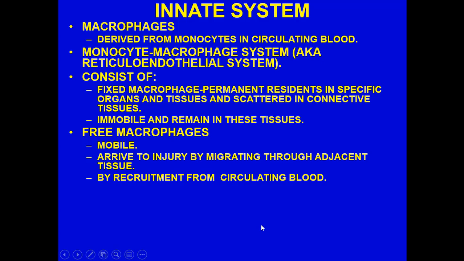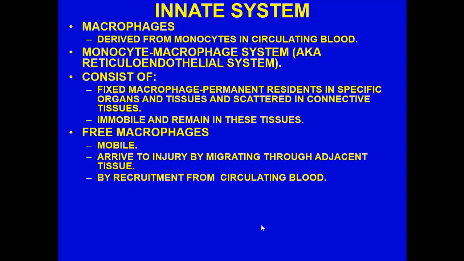Also, we have macrophages. These are derived from monocytes in the circulating blood. The monocyte macrophage system, otherwise known as the reticuloendothelial system, consists of fixed macrophages. They're permanent residents in specific organs and tissues. They are also scattered in connective tissue. So to help you, they will be present as Kupffer cells in the liver. They will be present in the spleen, etc. They don't migrate out. They stay fixed there, but they still have the phagocytotic properties.